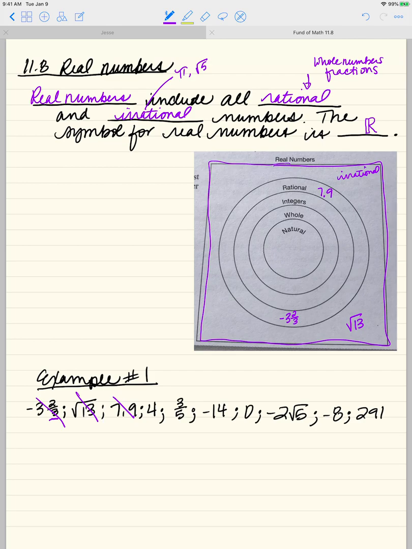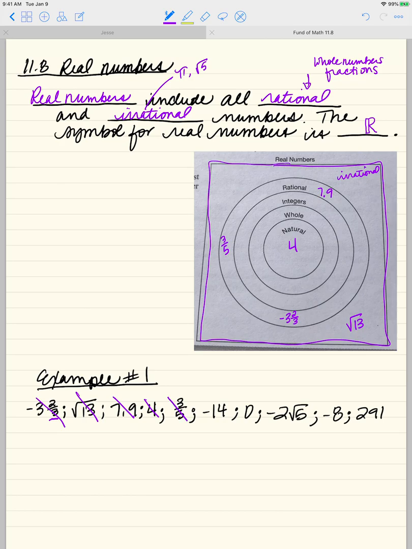Next, we have 4. Most specific category we can put 4 in is natural. Remember, natural are our counting numbers. So we start with 1, 2, 3, 4, and so on. So 4 is a natural number. Then we have 3/5. 3/5 is a ratio, a fraction. It ends up being a terminating decimal when we divide 3 by 5. So 3/5 is rational.